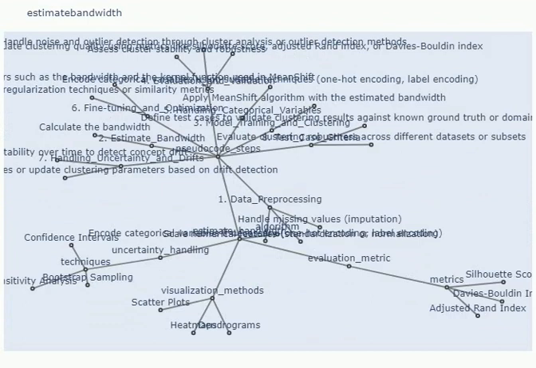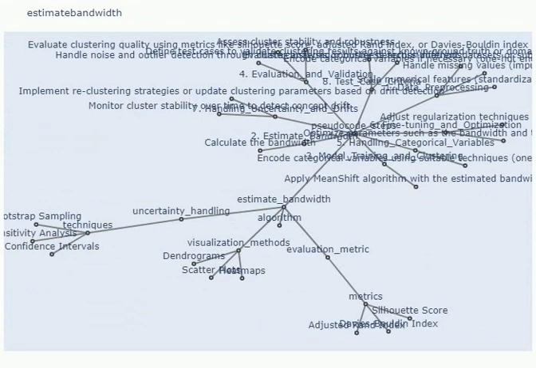Uncertainty handling. Description: techniques to manage uncertainty in the clustering process. Techniques. Confidence intervals. Details: calculate confidence intervals for cluster centroids and other important parameters. Bootstrap sampling. Details: use bootstrap sampling to estimate the stability and robustness of the clusters. Sensitivity analysis. Details: perform sensitivity analysis to understand how changes in parameters affect the clustering. Results.